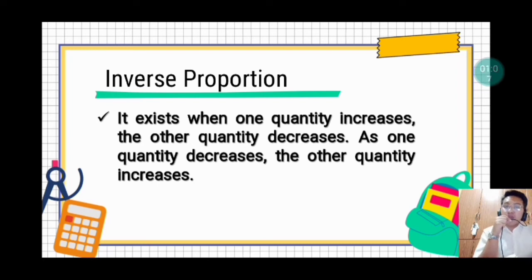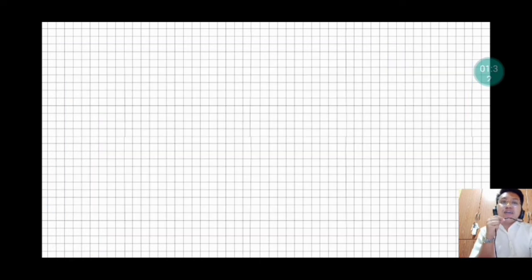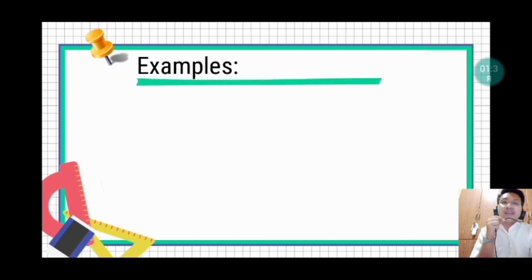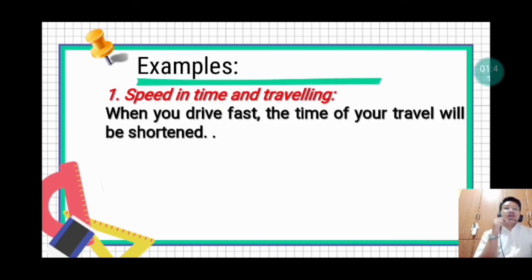Kapag yung isang quantity is bumaba, asahan mo, yung pangalawang quantity, tataas yun. Okay? Nagkakaroon ng indirect proportion. Okay? Indirect proportion. Or inverse proportion. Okay? So, for better understanding, I have here examples on real-life scenarios that show inverse proportion. Like, for example, in speed in time and traveling.